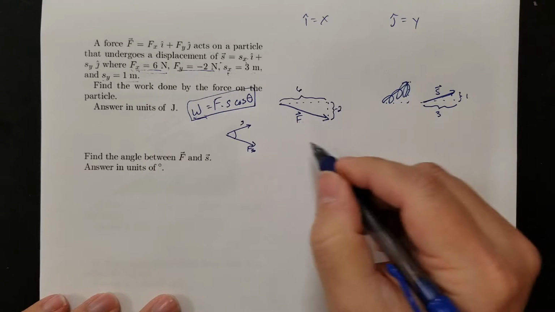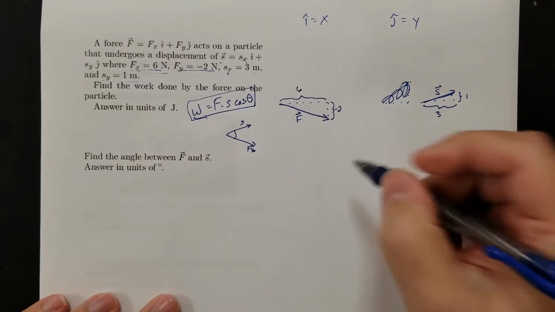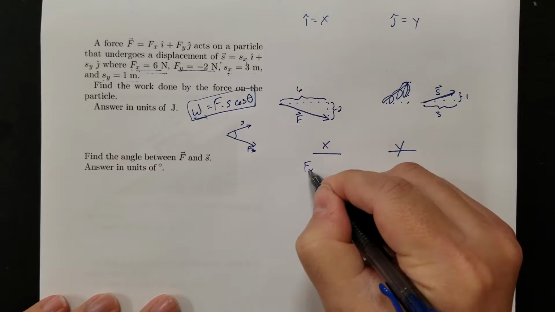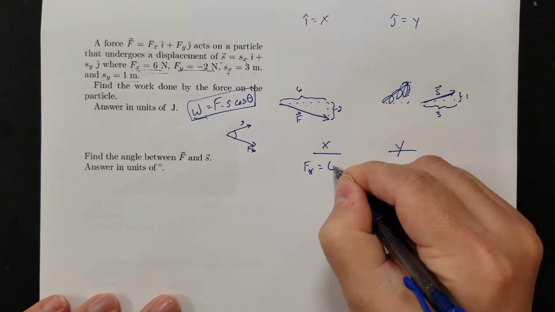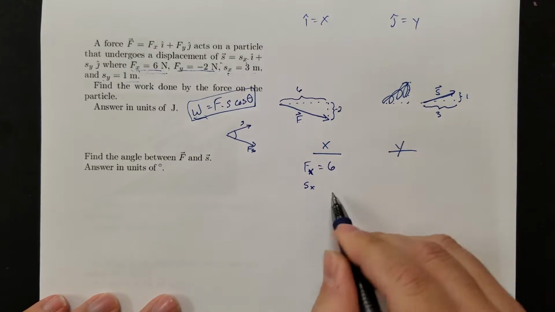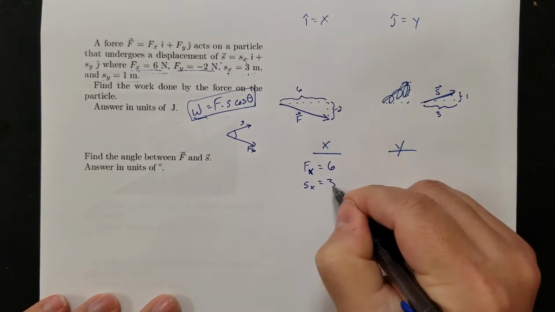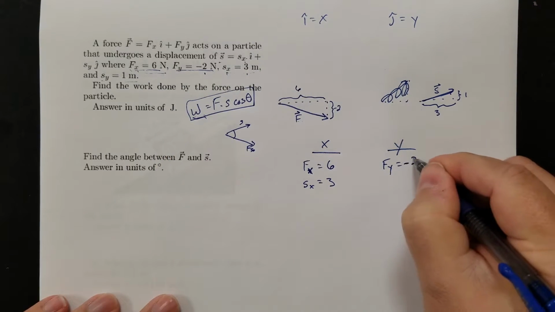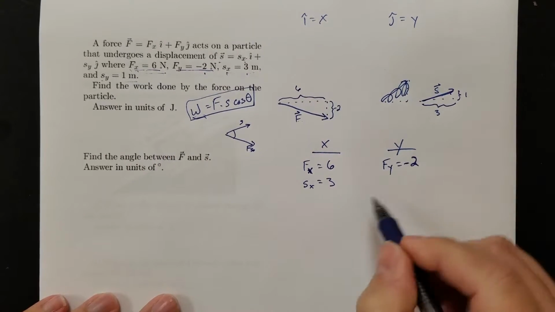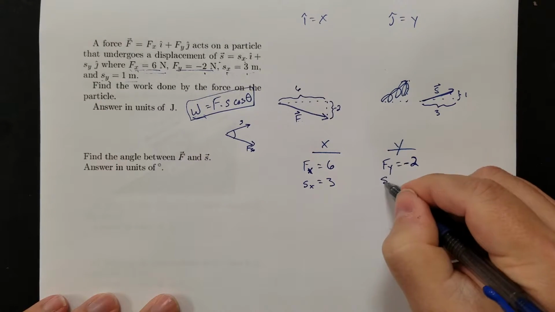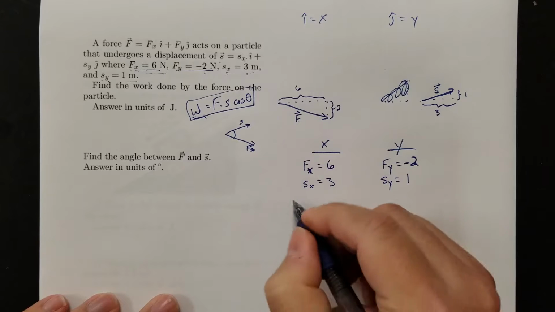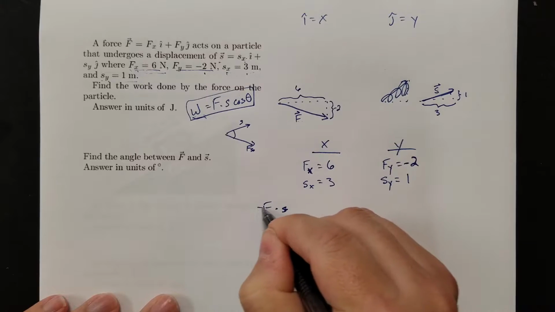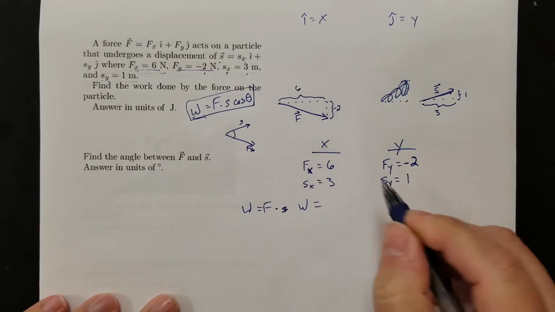So let's do my x components and my y components. Just treat them like vectors. Here's my x, here's my y. My force in the x is 6 newtons, and my displacement along the x direction is 3. In the y, my force is minus 2. I have to keep the minus because that signifies the direction. And my s in the y is 1. For each of these, force times distance, which is s, equals the work. So the work is the product of these two things.